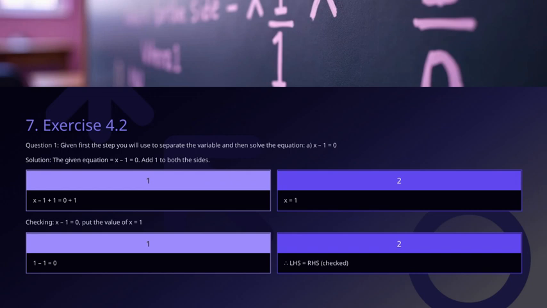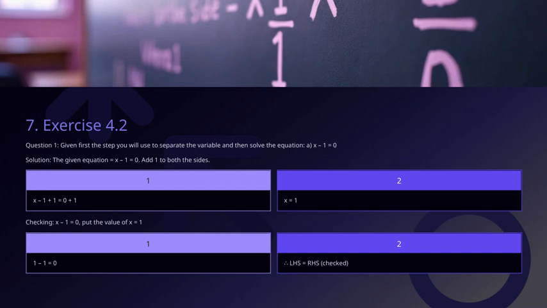That way, we maintain equality while moving the constant term to the other side. So we write x minus 1 plus 1 equals 0 plus 1. Simplifying both sides, the left becomes x, because minus 1 plus 1 cancels out, and the right becomes 1. This leaves us with x equals 1.